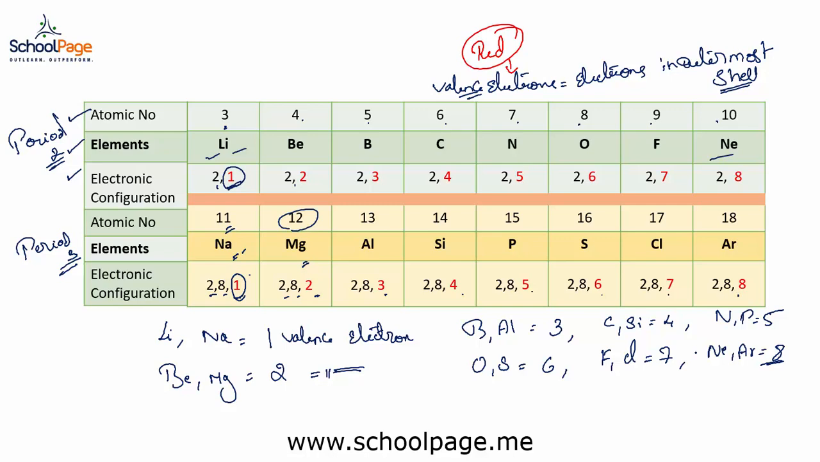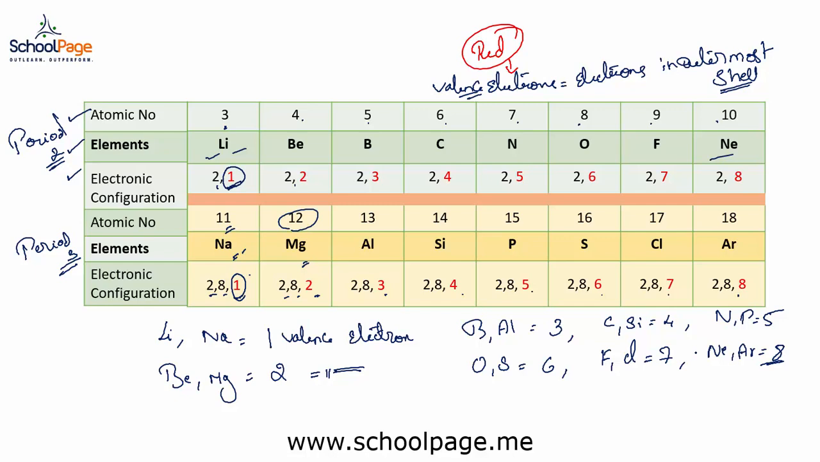Now, do you observe any pattern here? Down the group you see that the elements have a similar number of valence electrons. That is, they have the same number of valence electrons in their outermost shell. Because of this, the chemical and the physical properties of these elements will be similar. It is the same for all other groups.